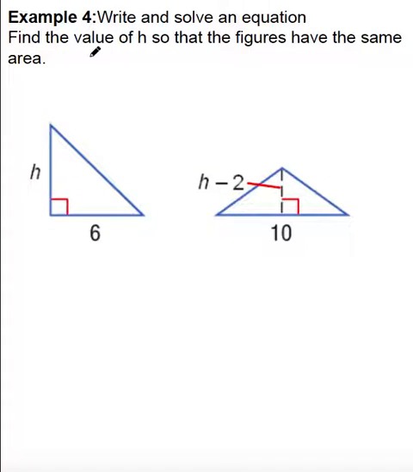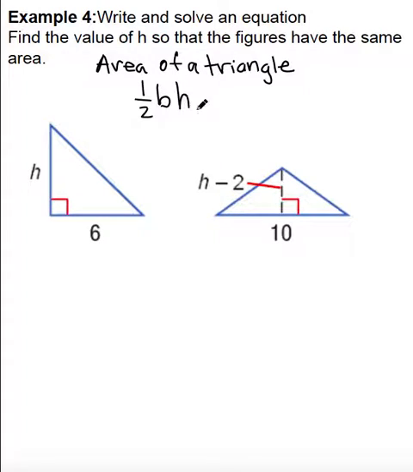The first thing I need to remember though, that the area of a triangle, remember what that formula is? The area of a triangle is actually one half the base times the height. So 1/2 base times height. In this case, it would be 1/2 10 times h minus 2. And in this case, it's 1/2 6 times h.